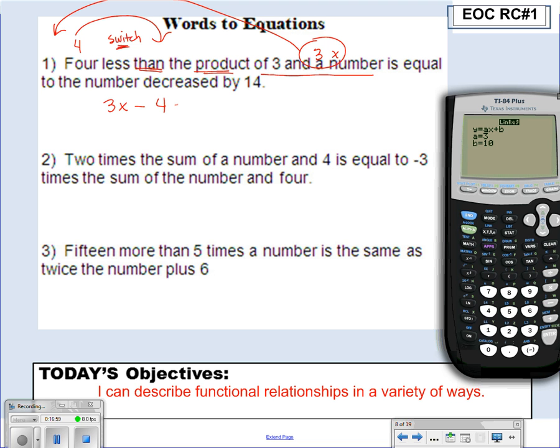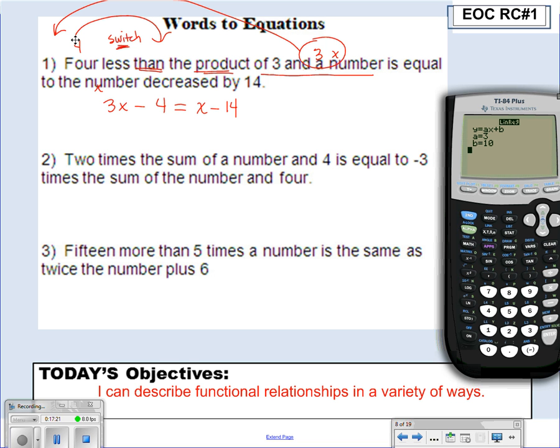Is equal to, we love that because that's just the equal sign. And then a number decreased by 14. A number, we don't know what the number is, so we're going to let that be x. Decreased by, what do y'all think? Add, subtract, multiply, divide. It is subtract. We decrease it by 14. You have your equation.